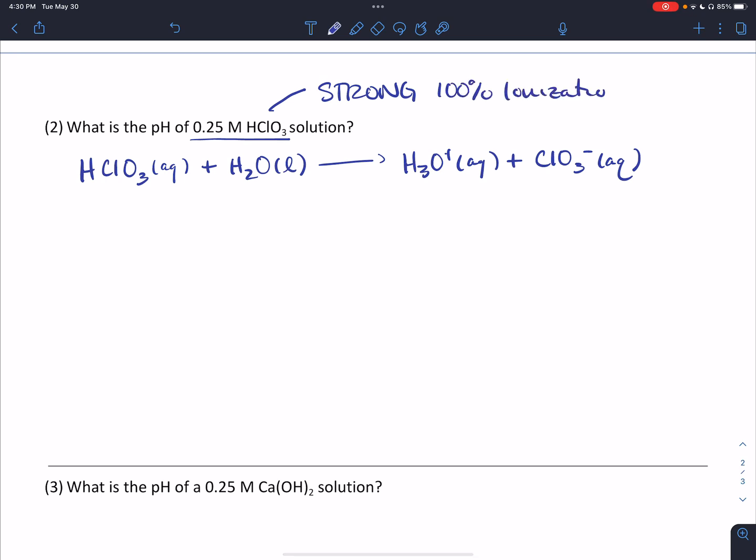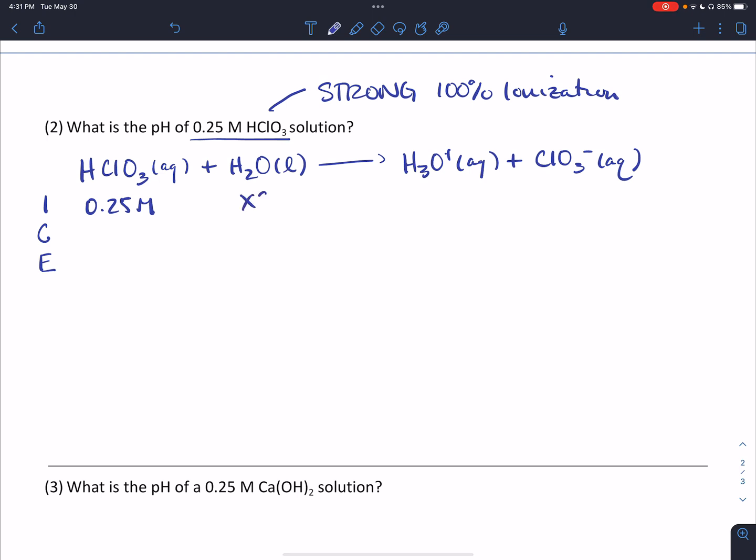So what does that mean in terms of my amounts? Well, I set up a quick little ICE chart. Equilibrium is not really the right word here because technically it fully ionizes, so it doesn't have a reverse reaction going on, but I like it just for the general organizational component. So initially I had 0.25 molar of my acid.